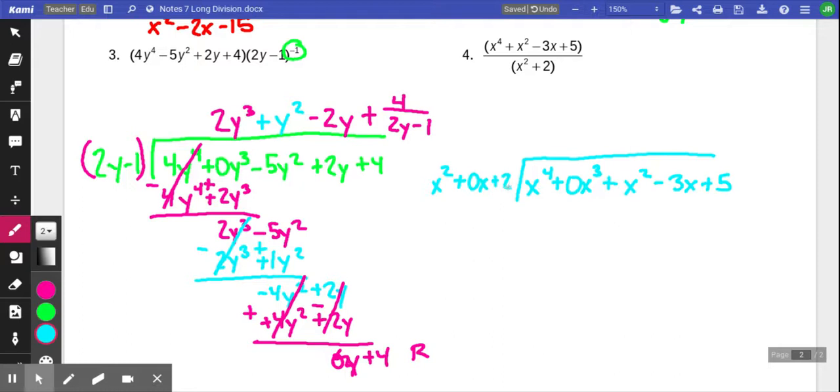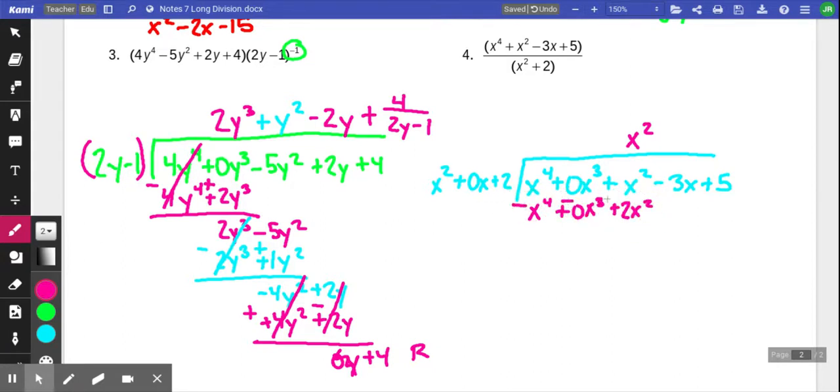But honestly, the process doesn't change at all. It just means that when we go through and we multiply, instead of just distributing it to the 2 terms, we're going to distribute that to the 3 terms. So let's see how this works. So x squared times what gives me x to the fourth? And that's actually going to be x squared. So x squared times x squared gives me x to the fourth. x squared times 0x is going to give me 0x to the third. And then x squared times 2 is going to give me positive 2x squared.